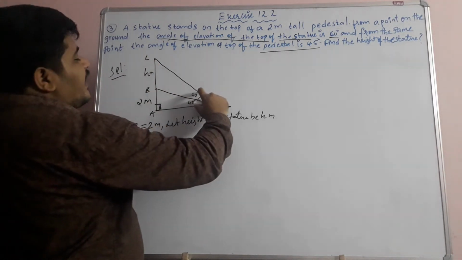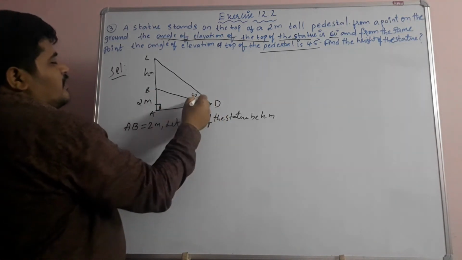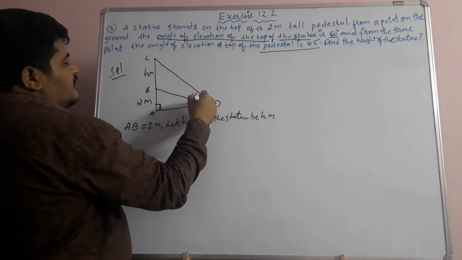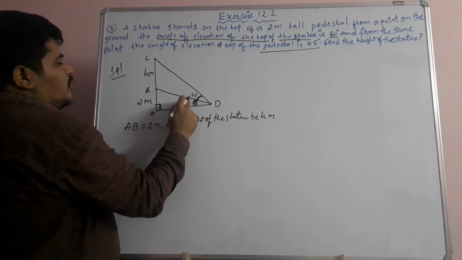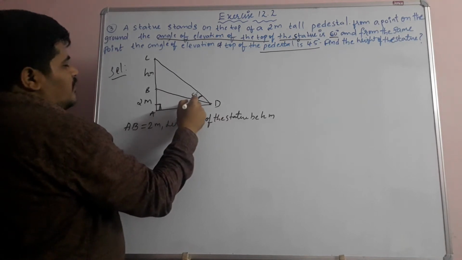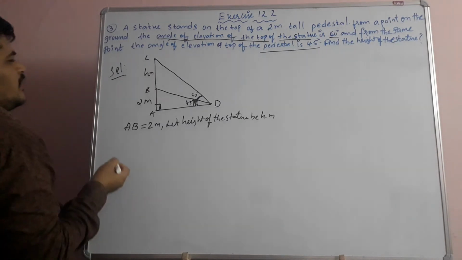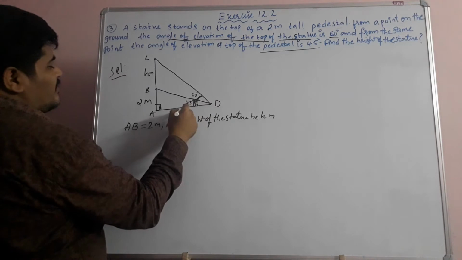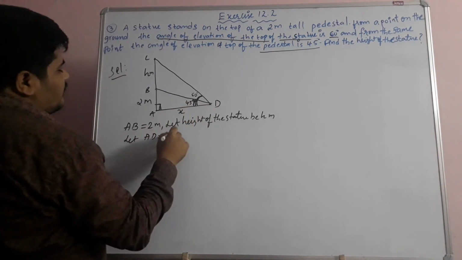For CAD the angle of elevation is 60, and for BAD, the inner part, it is 45 degrees. Here 60 means this full angle is 60, and only this part, angle BDA, is 45 degrees. Please observe that. Now children, we don't know this length AD, so let AD be x meters.